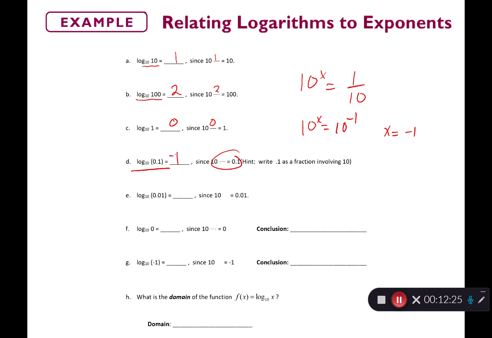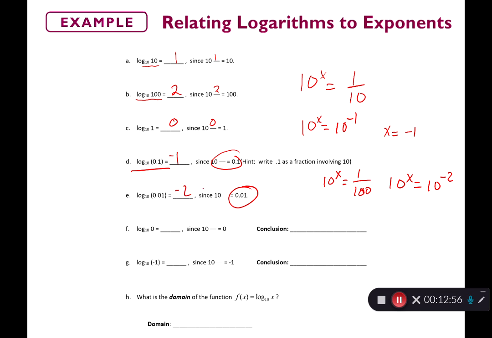And for E, it's a very, very similar problem. I would write 10 to the x. And over here, this is 1/100th, so 1 over 100. And then that would be 10 to the x equals 10 to the negative 2. So x equals negative 2.